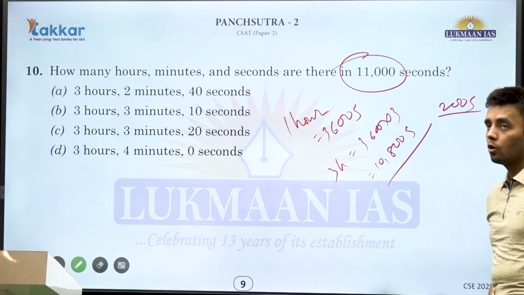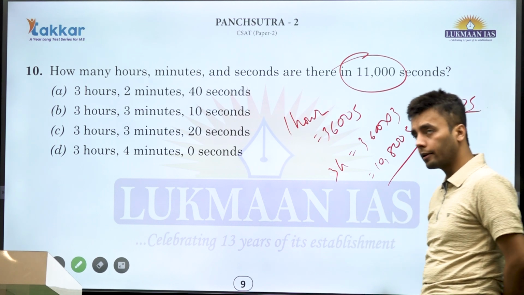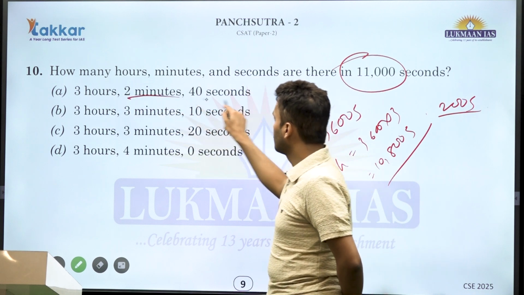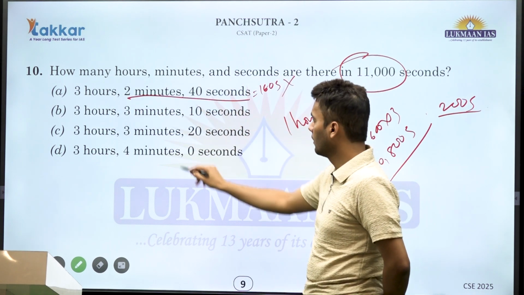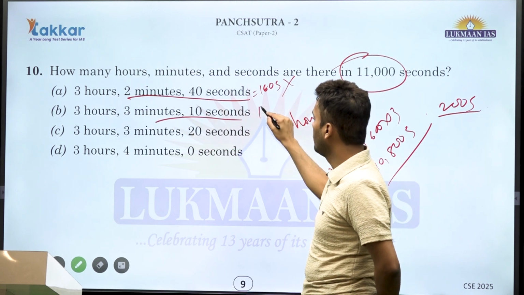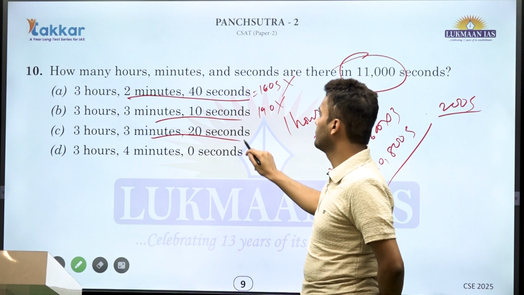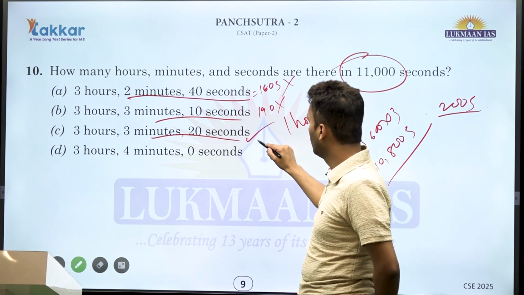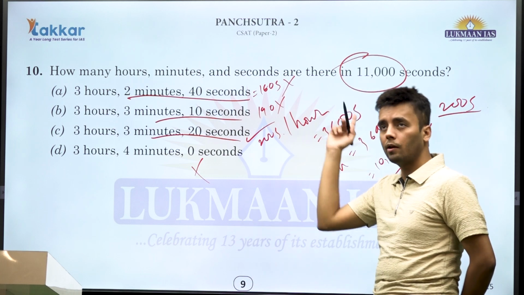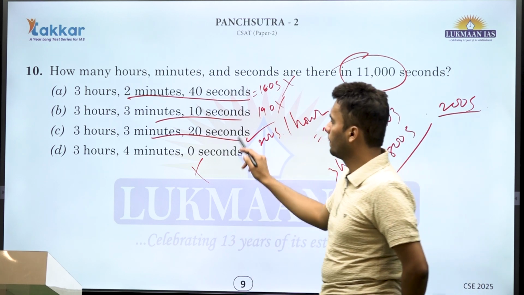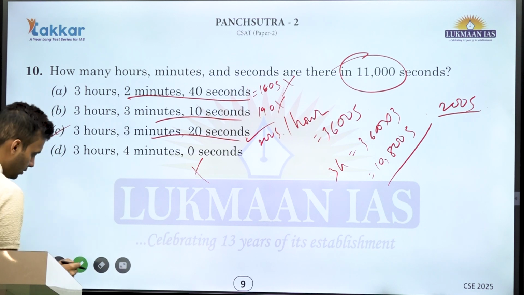So we need to find an option whose minutes and seconds add up to 200 seconds. 2 minutes 40 seconds, this is 160 seconds. No. 3 minutes 10 seconds, that is 190 seconds, 10 short of what we require. 3 minutes 20 seconds. This one is correct. This adds up to 200 seconds. And this is wrong. It is over 11,000 seconds. So C becomes the right answer. This was one easy question.